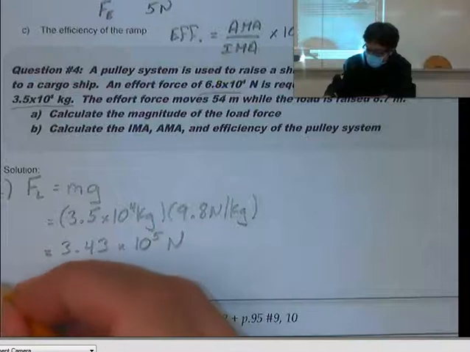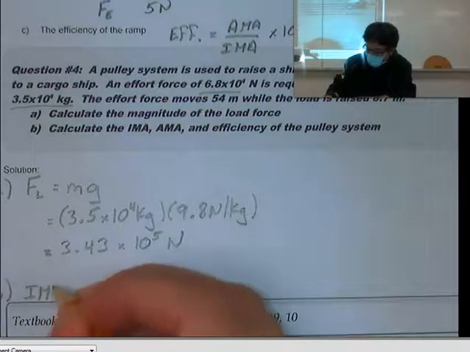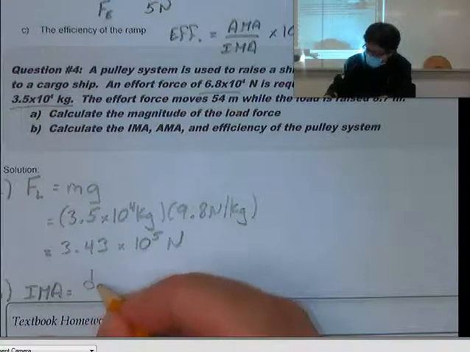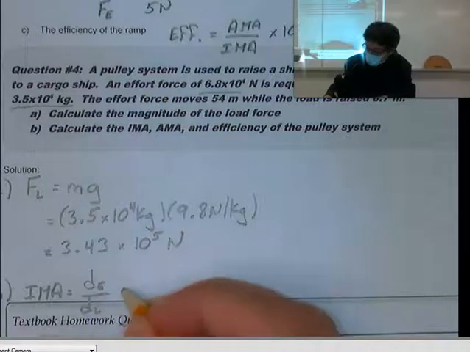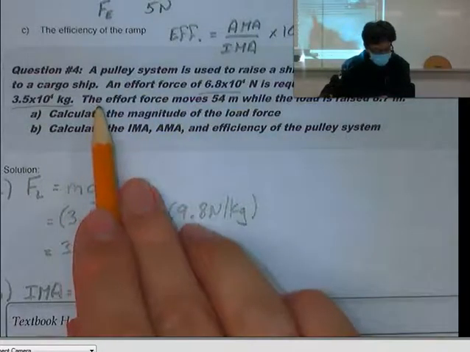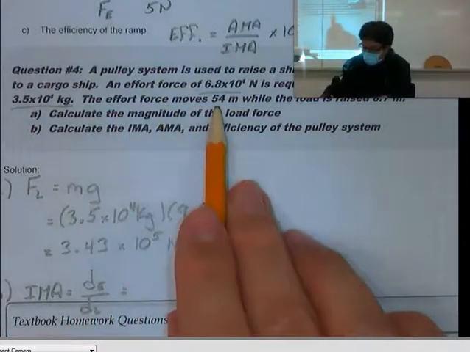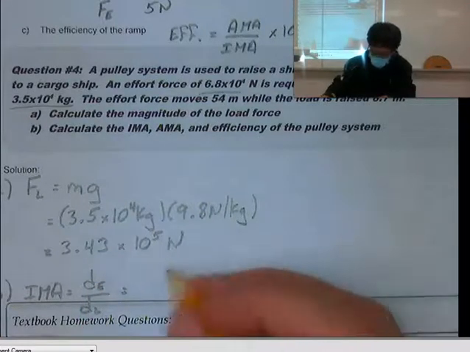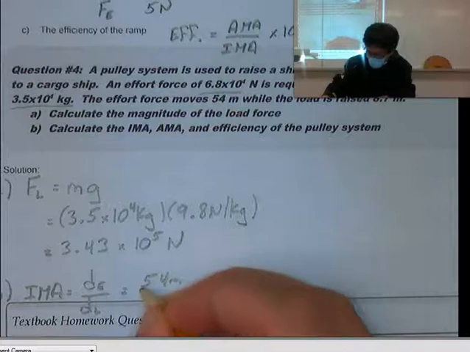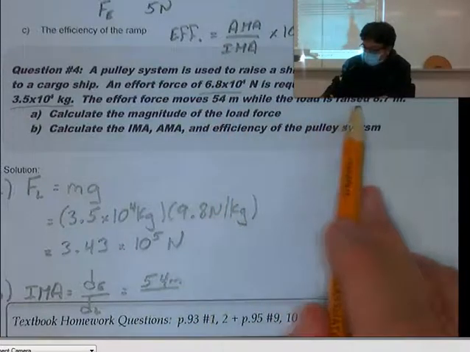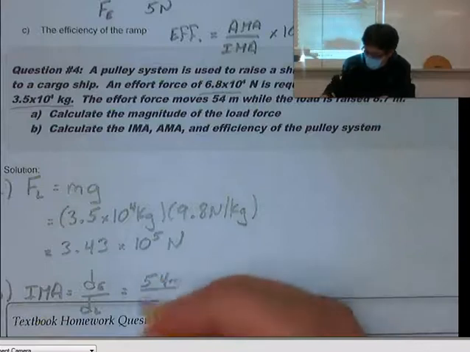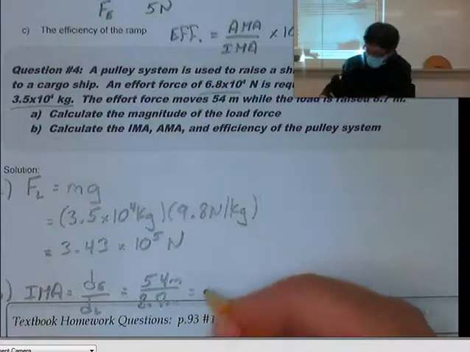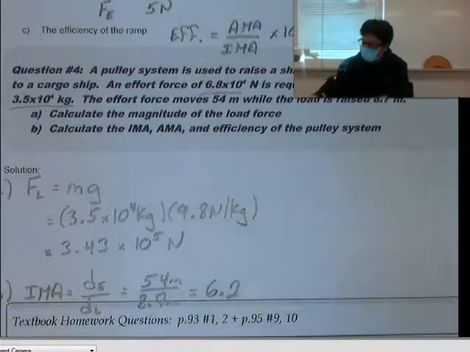So let's start with the ideal, the IMA. The ideal mechanical advantage compares our arm lengths, and they tell us this right over here. The effort force moves 54 meters, so that's our first one, while the load is only raised 8.7 meters, so that's our second one. So that gives us an IMA of 6.2. It's a pretty large advantage.